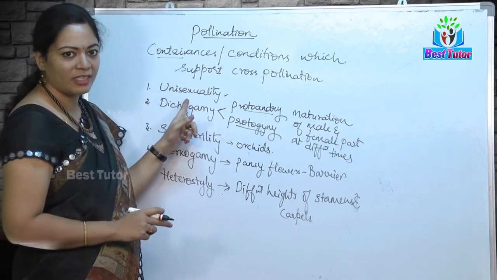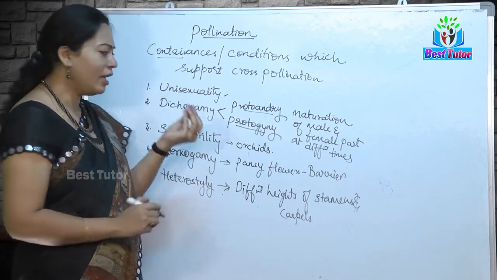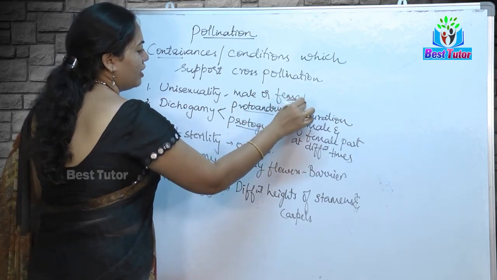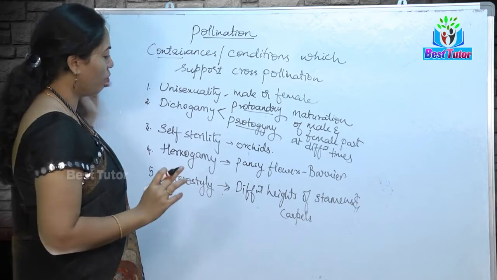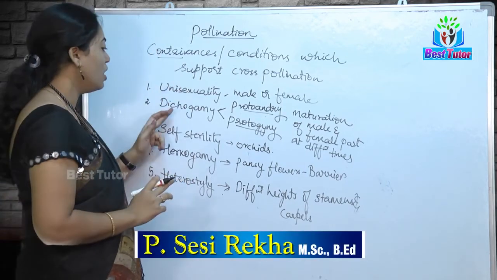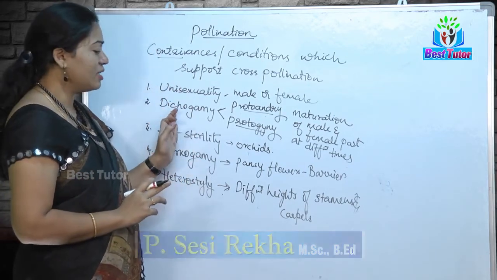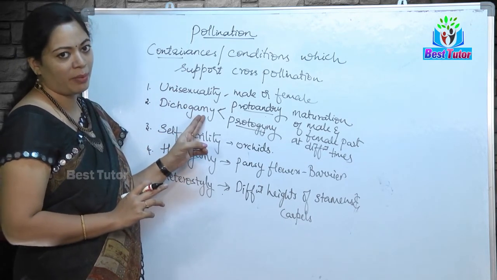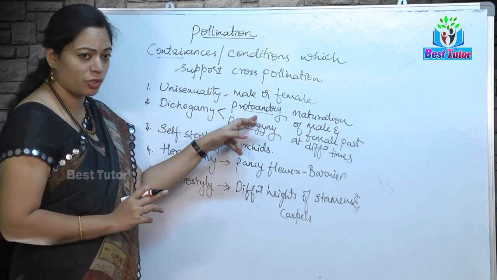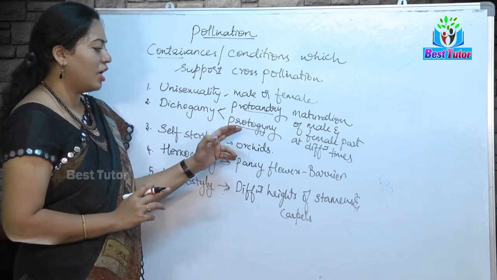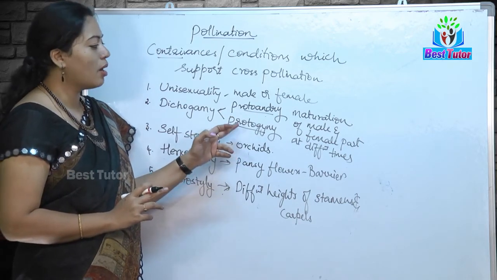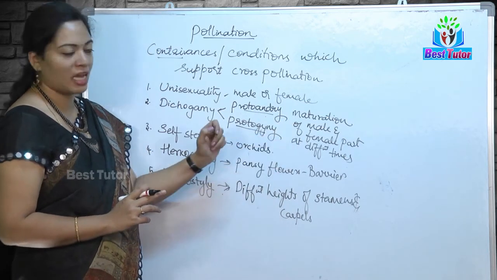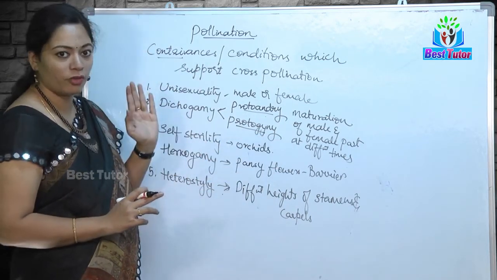One is unisexuality, means they may have either male or female part. Then they have to go for cross-pollination. Self-pollination is not possible at all. Then dichogamy. Dicho means two different times for the maturation of the male and female part of a flower. If androecium gets matured first, then we call it protoandry. If gynoecium gets matured first, then it is called the protogynic condition. So that is maturation of male and female part at different times. Then the flowers have to go for cross-pollination.